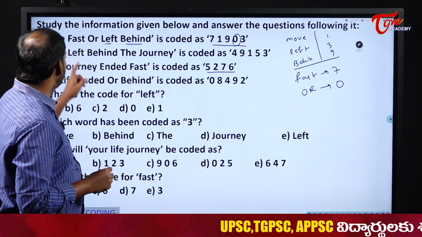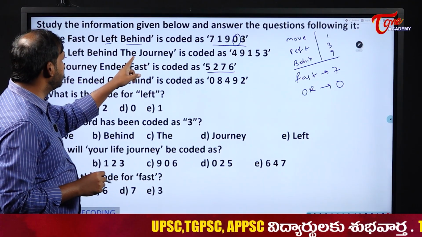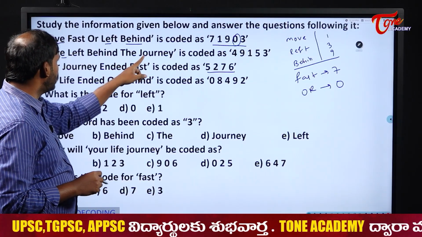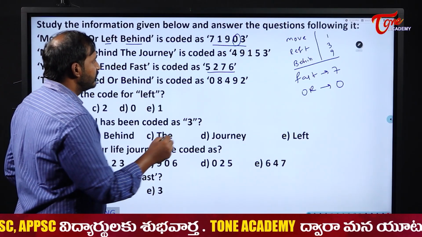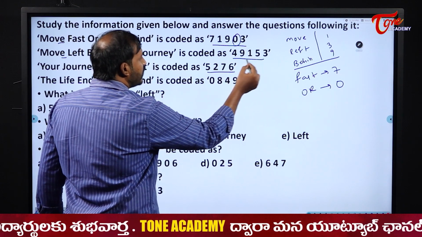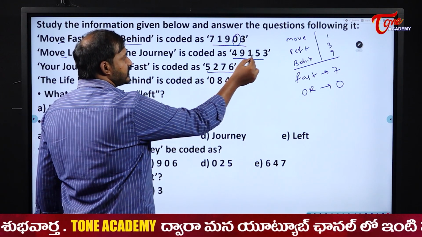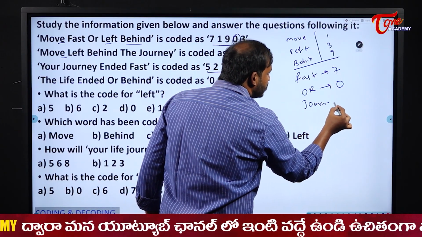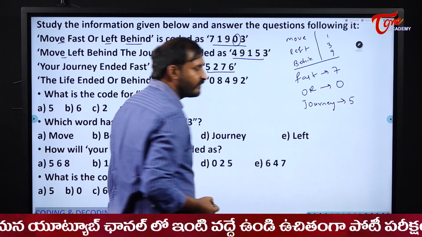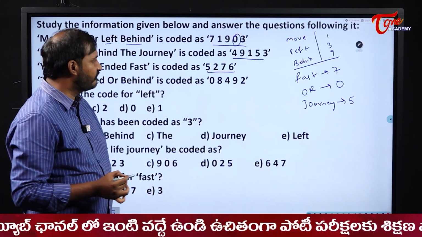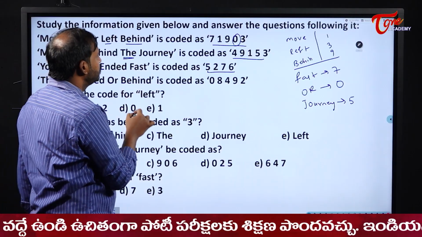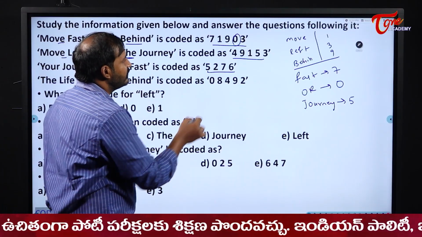Next, see here, move left behind we already have. The journey was there in these two, right? So what is common in these two, students? In these two, 49153 and 5276, so 5 is the common one. So the code for journey will become 5. The code for journey is 5. Okay, sir. Next, the code for the will obviously become 4.